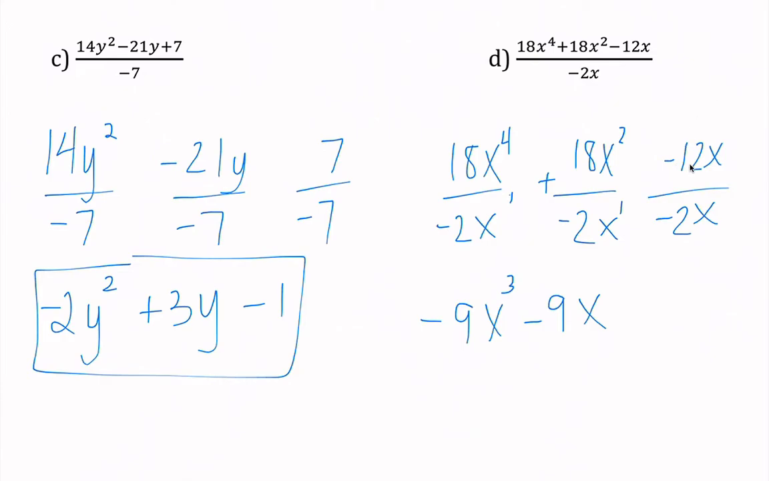And then finally, I have negative 12x divided by negative 2x. Negative 12 divided by negative 2 is a positive 6. This single x on top will cancel out the single x on bottom.